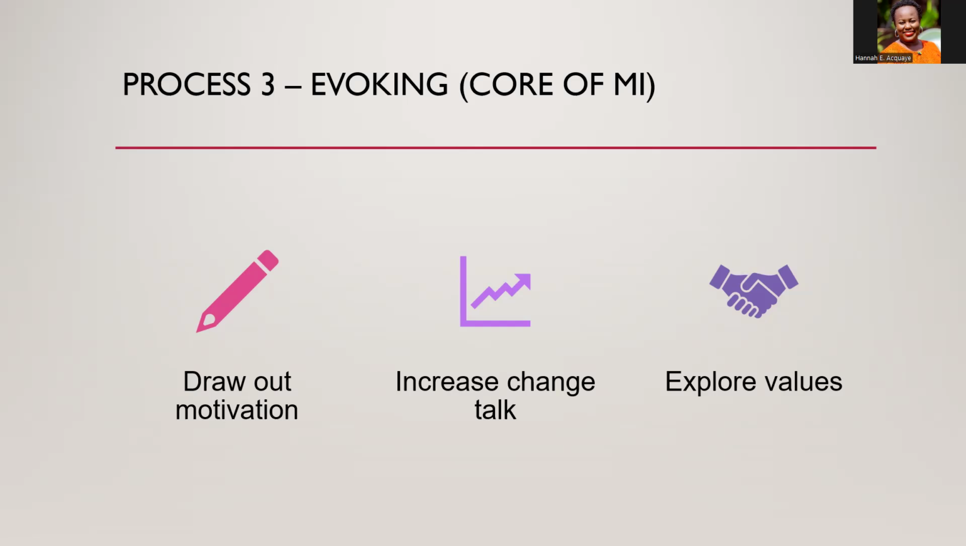Some of the principles used: resist the righting reflex. So you avoid the urge to tell the client what to do or fix the problem for them, which often really triggers resistance. Instead, we use what we call elicit, provide, elicit. So if information must be shared, ask permission to share it and then ask for the client's thoughts. You also need to focus on autonomy.